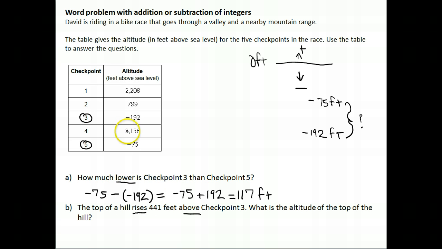So at checkpoint 3, the altitude is negative 192 feet, plus 441 would give us 249 feet.